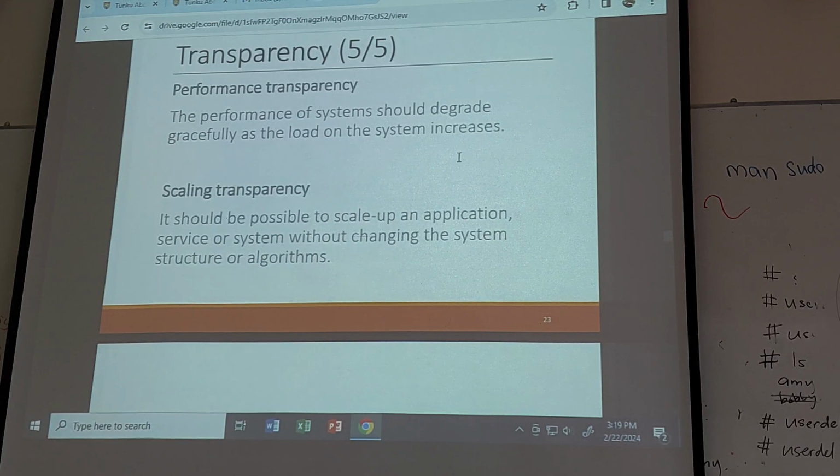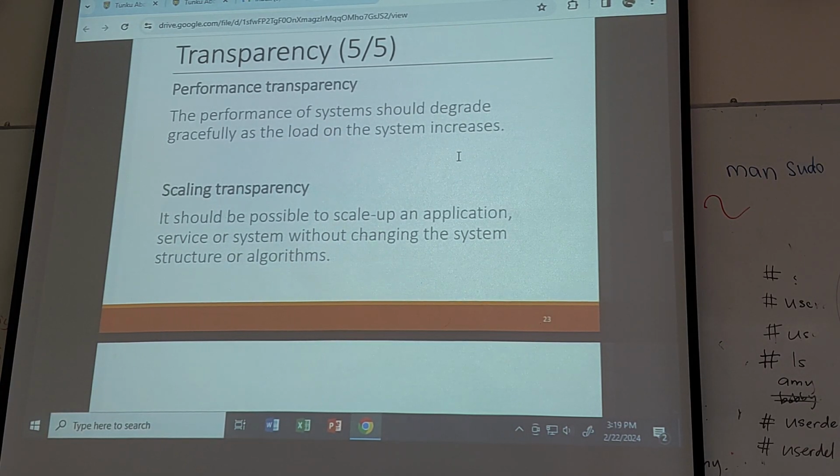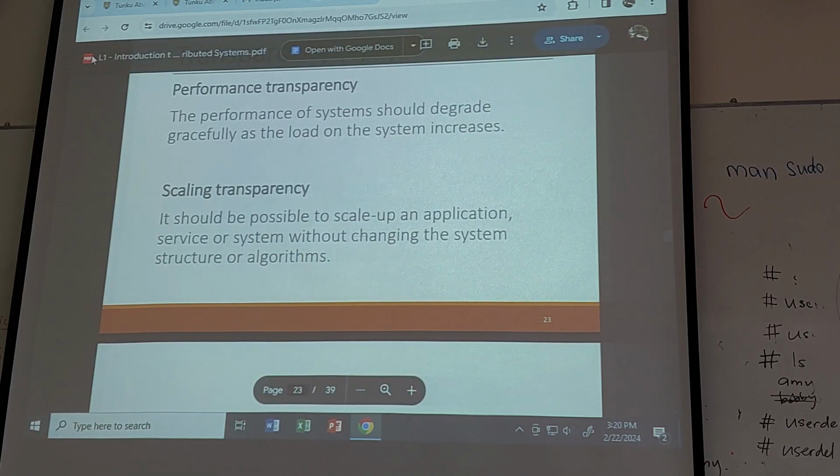And the last one is scaling transparency. When I scale the computers, let's say Amazon is scaling the computers. In fact, Amazon and Google keep on scaling their systems, but their systems are always up with very little downtime. So when they scale, they can just add computers without switching off my system. My system is still running. You just add in to scale the server without me knowing it, or without me having to suffer when they do the scaling.